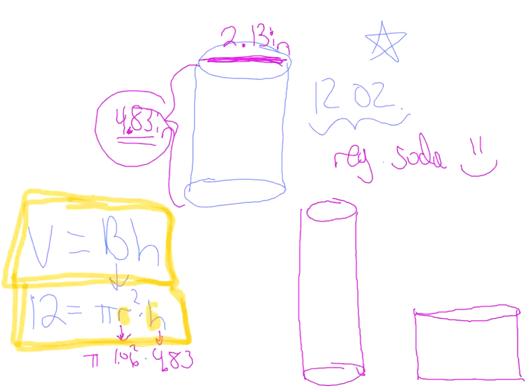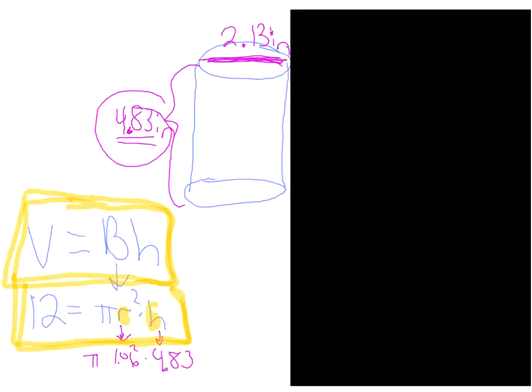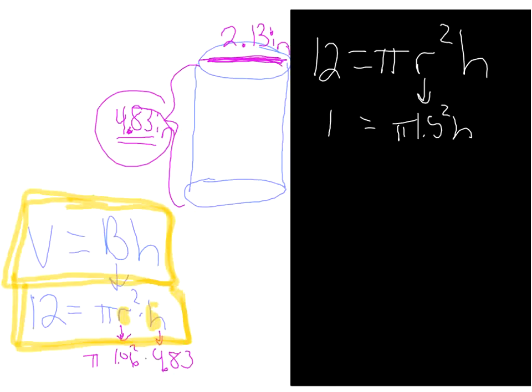So let me say that again. If you pick one value to start with, then you're only going to have one variable to work with. So 12 equals pi r squared h. For instance, if I want my radius to be 1.5, that's an algebra problem. You're just going to solve for h. Do you guys see how you have all the other numbers there? That's easy. That's not hard.